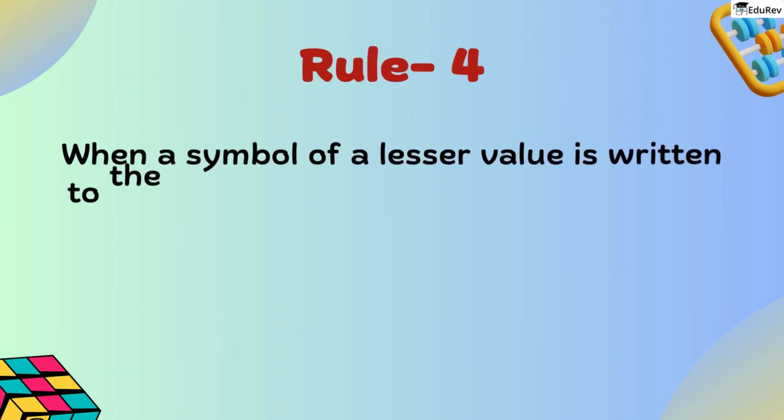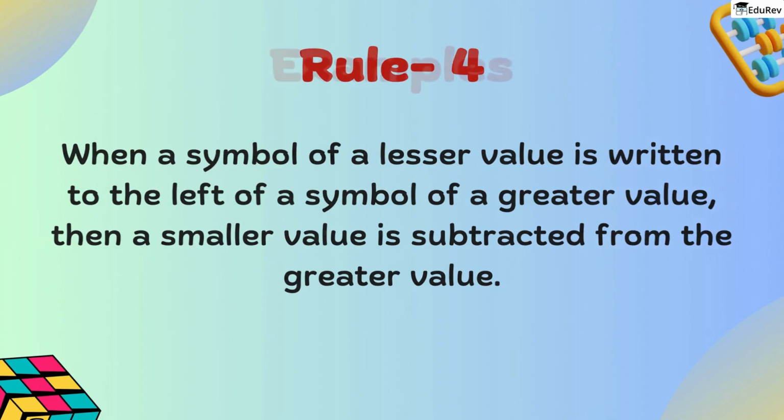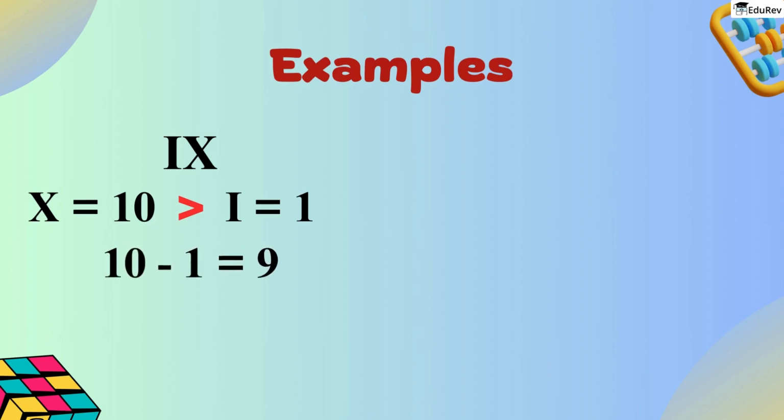When a symbol of a lesser value is written to the left of a symbol of a greater value, then the smaller value is subtracted from the greater value. For example, in IX, X is equal to 10 and I is equal to 1. X is greater than I and so it is placed to the right of I. Hence, 1 needs to be subtracted from 10. Therefore, 10 minus 1 is equal to 9. And we know that IX is equal to 9.